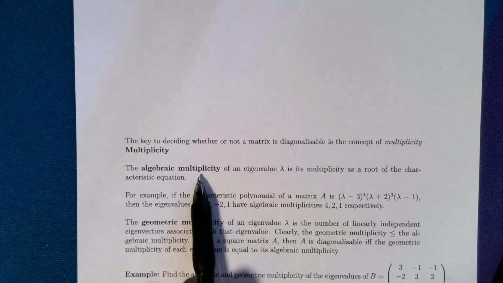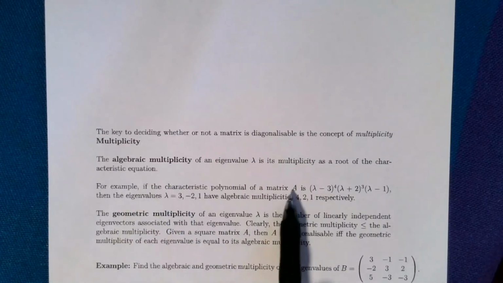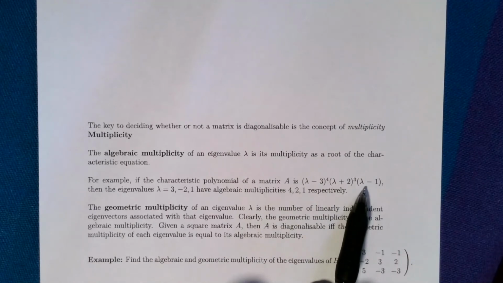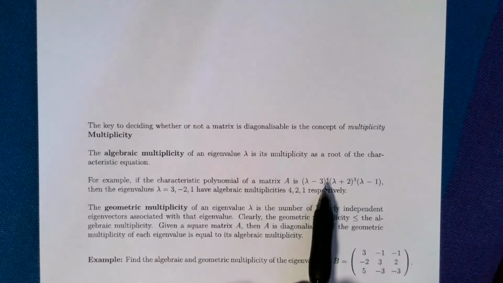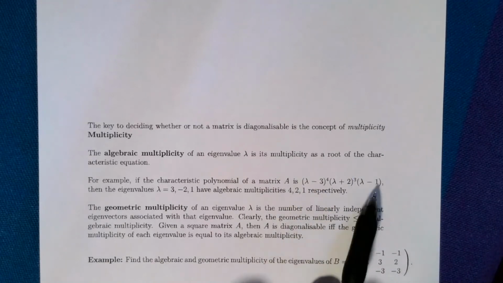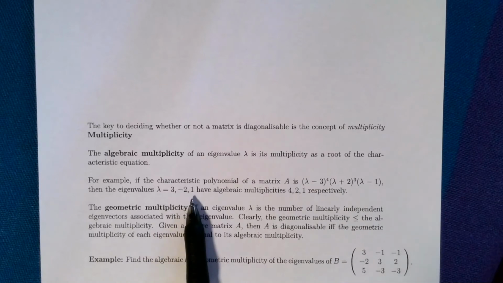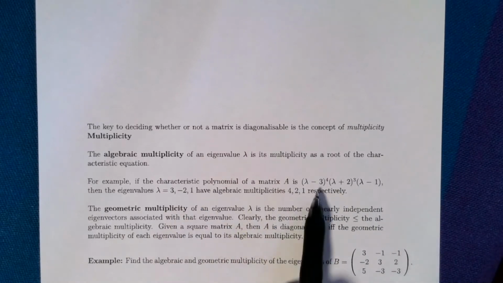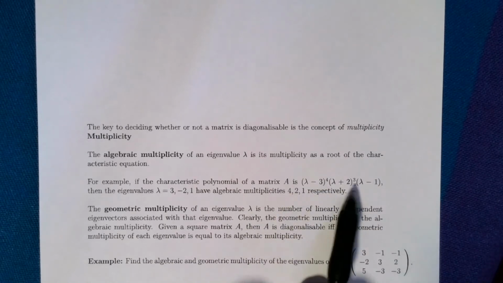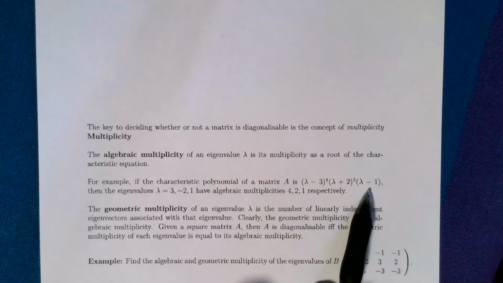So for example, if I have a characteristic polynomial for some matrix A that turns out to be this expression, this would of course then be an 8 by 8 matrix. So this has eigenvalues 3, minus 2 and 1, and the algebraic multiplicities for each one of them are respectively 4 for 3, 3 for minus 2 and 1 for 1. So that's the algebraic multiplicity. It's the normal multiplicity of the root of the characteristic polynomial.